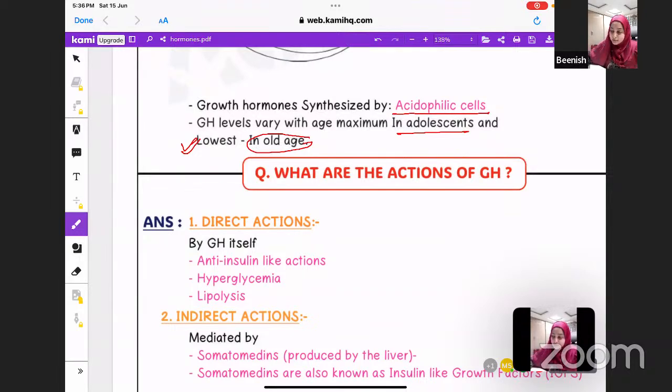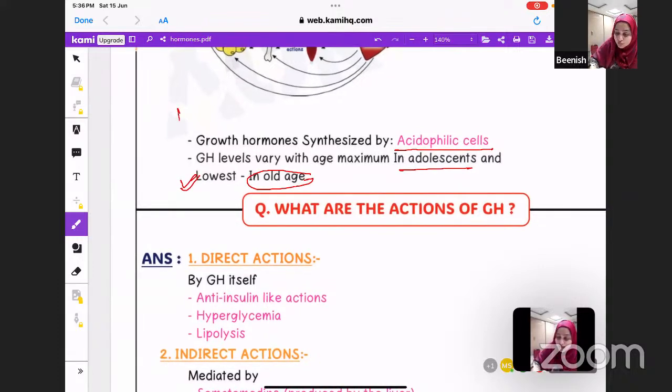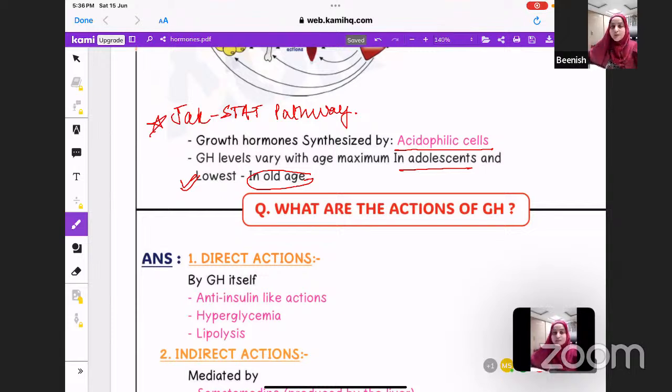And before we move to the actions of growth hormone, another point that you should remember is that they act through the JAK-STAT pathway. That is the Janus kinase pathway. Sometimes you might get this as an MCQ in your PG exams. So they act through the JAK-STAT pathway, that is the Janus kinase pathway.